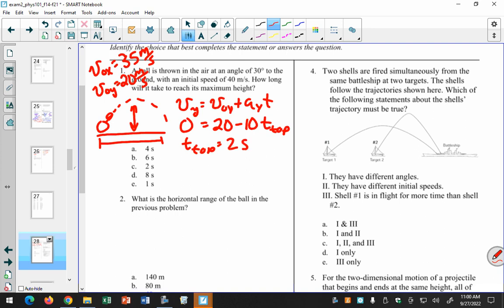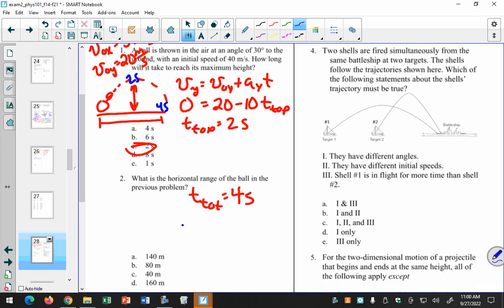Oh, that's what the question was asking. What is the time to reach its maximum height? What is the total time that this object is in the air? 4, right. So I just double that. If this is 2 seconds over here, then this is 4 seconds over here. You need to go, Bryce? No, okay. All right, so that's my t total is 4 seconds.